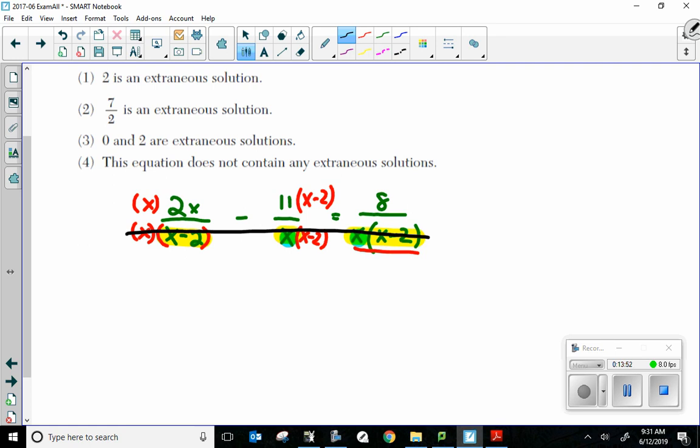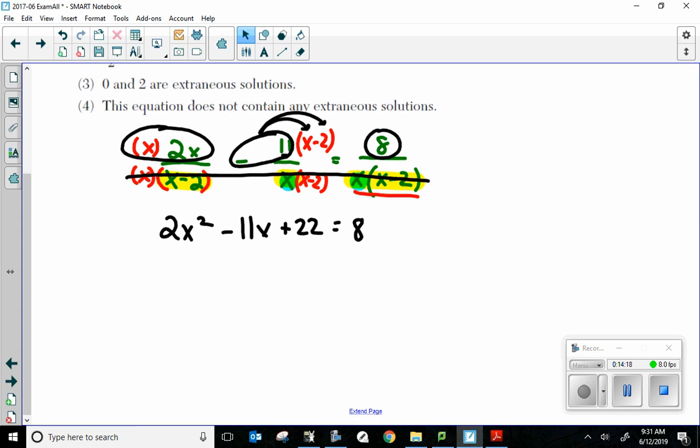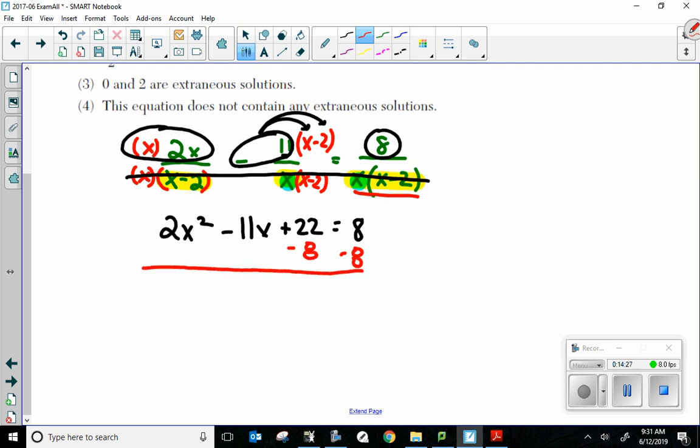So let's clean this whole thing up. Let's do our multiplication. x times 2x, 2x squared. This is not just 11 times; don't forget that minus sign is being distributed. So negative 11 times x is negative 11x. Negative 11 times negative 2 is positive 22. Equals, I just have 8 over here. That screams quadratic equation. Let's bring our 8 over. We have to set it equal to 0 and solve. I've got 2x squared minus 11x plus 14 equals 0.